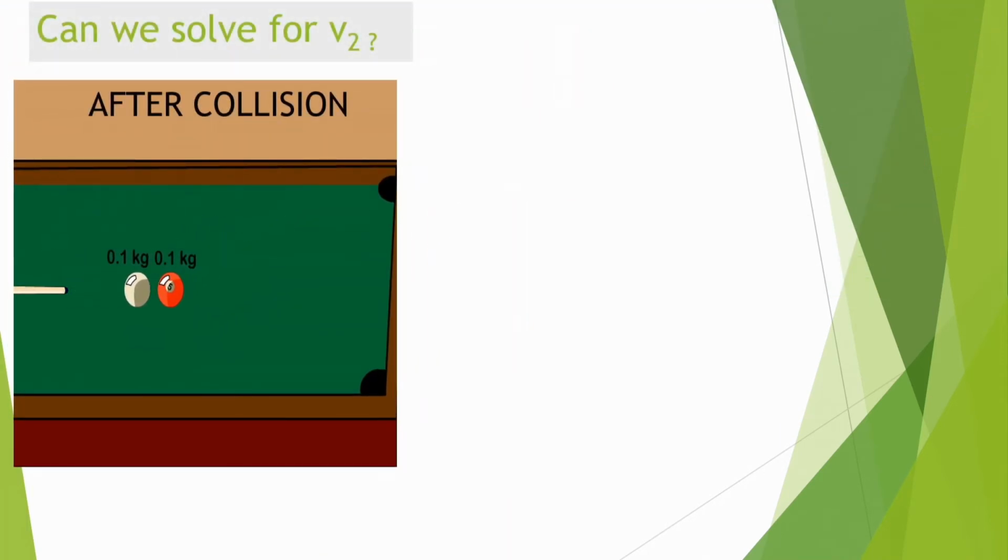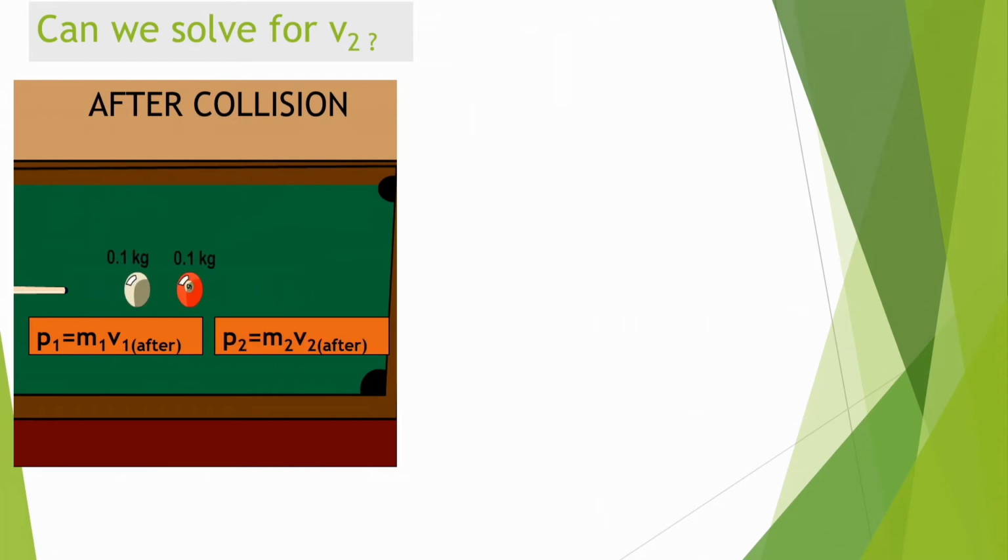After solving for the momentum of the balls before collision, can we now solve for the velocity of the second ball after collision? Yes, we can. With this formula, the momentum of the first ball after collision is equal to m1 v1. And the formula for the second ball after collision, we also have m2 v sub 2.